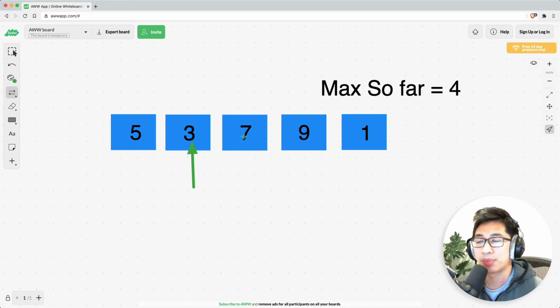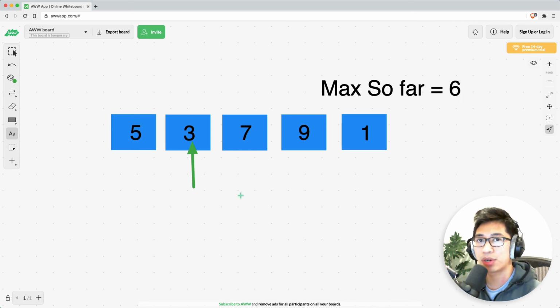So you can do 7 minus 3, 9 minus 3, 1 minus 3. In this case, we'll find out that the max profit we can get is if you sold at this day. So 9 minus 3 equals 6. Comparing that to the previous max that we found so far, which is a 4, 6 is greater than 4. So we're going to say that, all right, this is the max profit that we ran into so far.